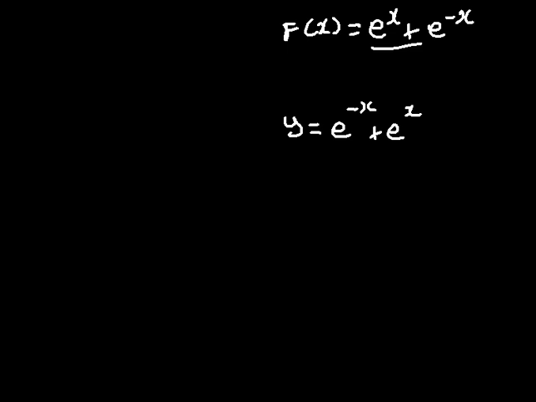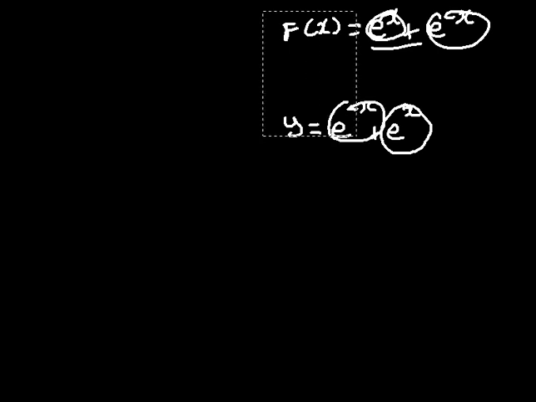So keep that in mind. Here we have e to the power positive x, plus e to the power negative x. So it means the function is symmetric about the y-axis, as you can see there.